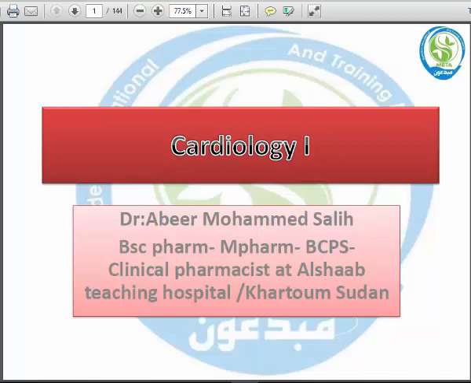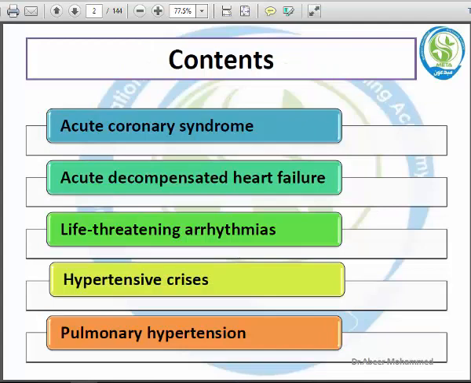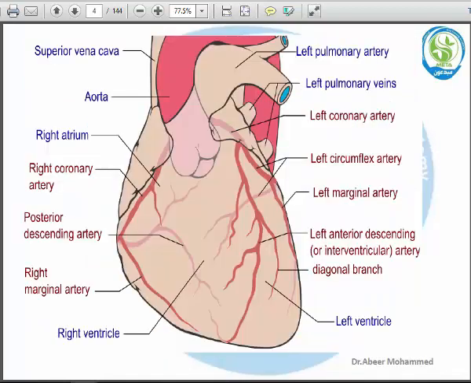Chapter Cardiology 1 يناقش acute cardiac diseases, acute conditions. عندنا زي acute coronary syndrome, acute decompensated heart failure, life-threatening arrhythmias, hypertensive crisis and pulmonary hypertension. لو بدينا بالacute coronary syndrome مبدئيا نحن المفروض نعرف what is the coronary arteries.